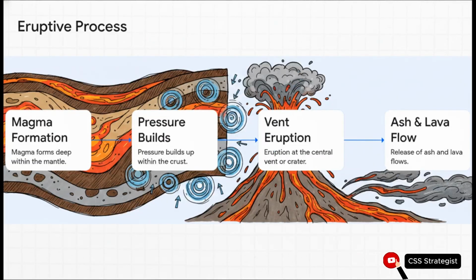Think of the eruptive process as a perfectly logical kinetic chain. Step 1 is magma formation, happening deep down in the mantle. Step 2, we get pressure building up within the crust as gases rapidly expand. It's kind of like shaking a soda bottle. Step 3 is the actual eruption at the central vent or crater. And finally, Step 4, the massive release of ash and lava flows. It's a remarkably simple yet terrifyingly elegant sequence of thermodynamics and pressure release.